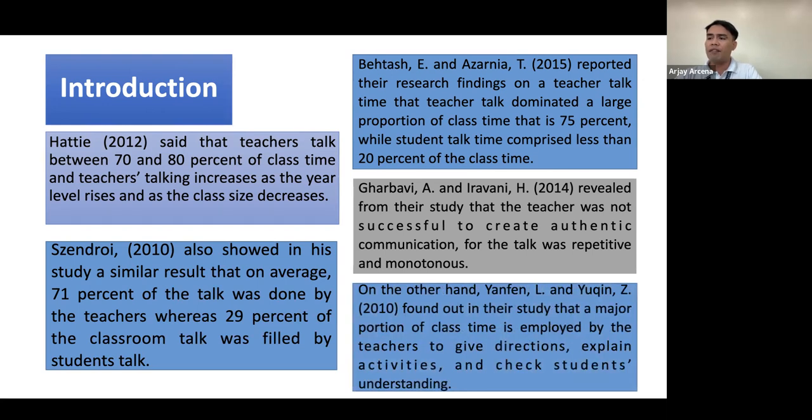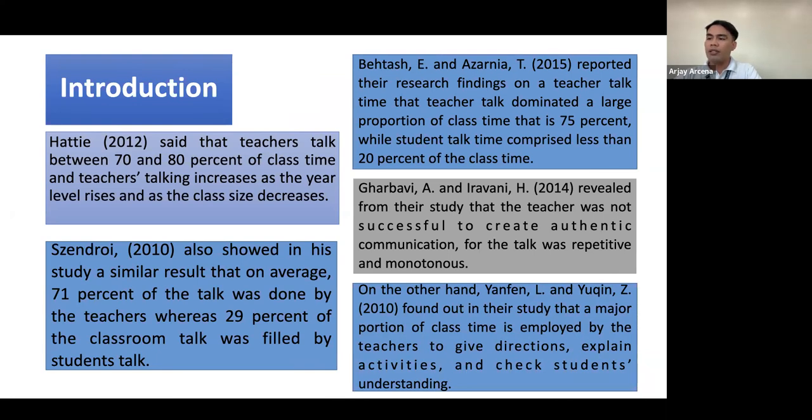On the other hand, Yan Fen and UCAN 2010 found out in their study that a major portion of class time is employed by the teachers to give direction, explain activities, and check students' understanding. This means that teachers use the time talking for they want their students to get and fully understand what they want to convey during a learning process. Teacher talk was also used to give feedback such as praise with comments, repetition plus praise, and guide to self-repair, which is of great significance for language learners to stimulate their learning motives and enthusiasm.